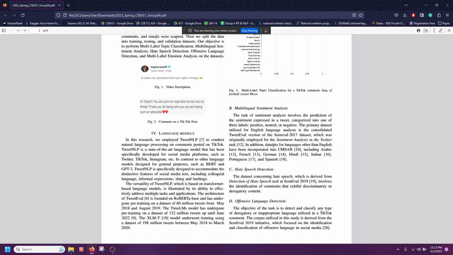The versatility of Tweet NLP, which is based on transformer-based language models, is illustrated by its ability to effectively address multiple tasks and applications.